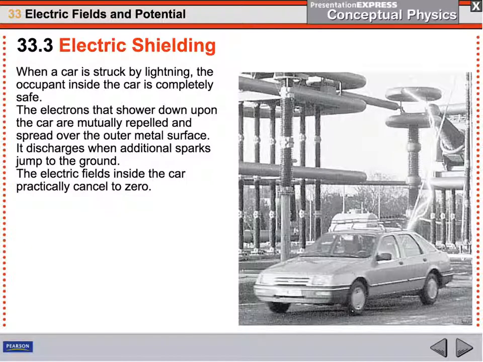When a car is struck by lightning, the occupant inside the car is completely safe. The electrons that shower down upon the car are mutually repelled and spread over the outer metal surface. It discharges when additional sparks jump to the ground. The electric fields inside the car practically cancel to zero. Inside the car, you're completely safe because it's all dispersing around the outside of the car.